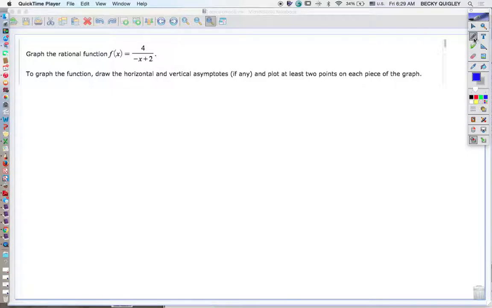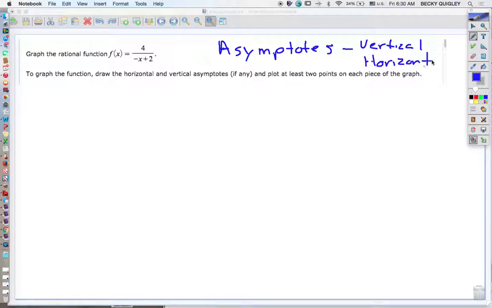So before I get into an example, I just want to talk about some key points. When graphing a rational function, you want to look for any possible asymptotes. These are lines that your graph is going to get really close to, but never actually touch. So we want to look for vertical and horizontal asymptotes. And we also want to look for any intercepts, so x-intercepts or y-intercepts.